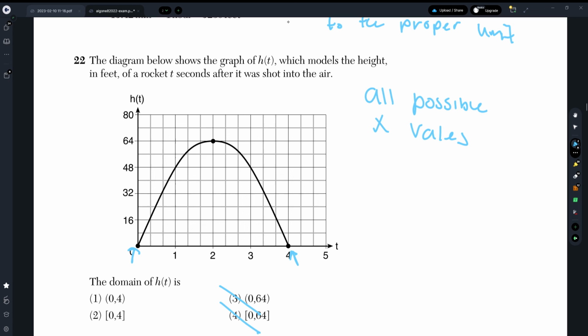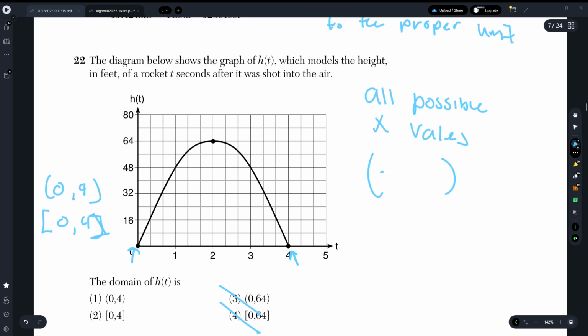And next we look here and we're tempted to choose number 1, but don't do that, because number 1 is written in parentheses and number 2 is written in brackets. What is the difference between parentheses and brackets? Parentheses mean that it does not include whatever value the parentheses is touching. So it's saying that x goes from 0 to 4, but it does not include 0 and 4. And the brackets mean that it does include 0 and 4.